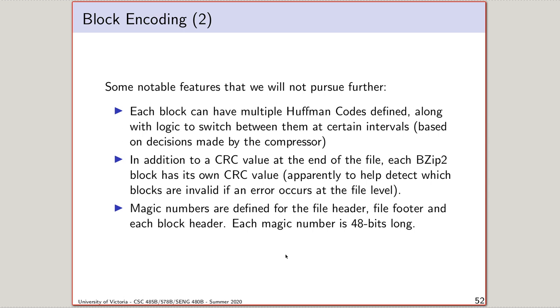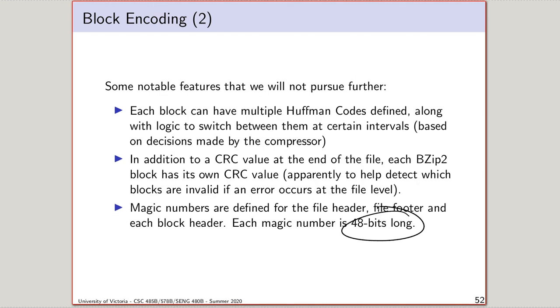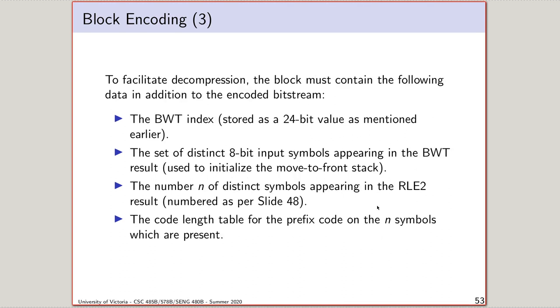And then the magic numbers used by every part of the file, the one at the beginning of the file, the one at the end of the file, and the one at the beginning of each block, is 48 bits long. So it's 6 bytes of magic number. Compared to deflate, which uses what, like 2 or 3 or something. So you can see there are lots of places where BZip is just throwing bits away. 48 bits for every block header. So that's fine, whatever. We're not going to talk more about those. We don't want to get to the bit level block encoding issue here.